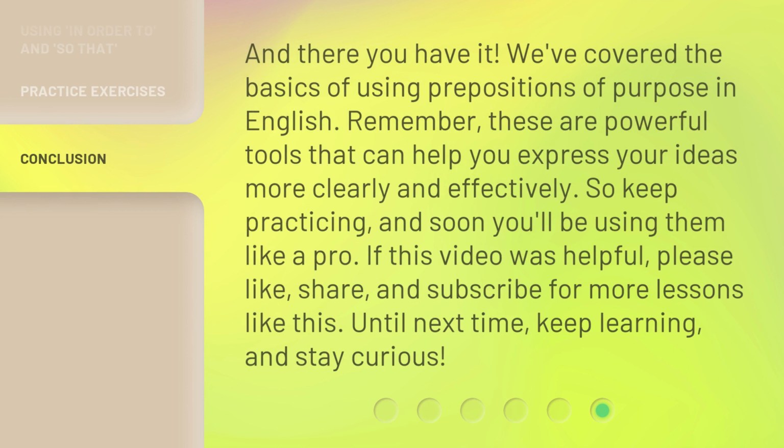And there you have it. We've covered the basics of using prepositions of purpose in English. Remember, these are powerful tools that can help you express your ideas more clearly and effectively. So keep practicing, and soon you'll be using them like a pro.